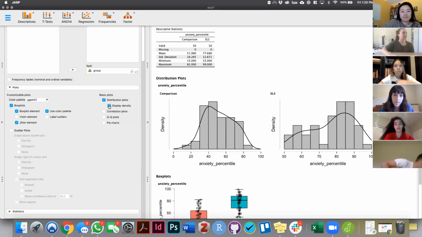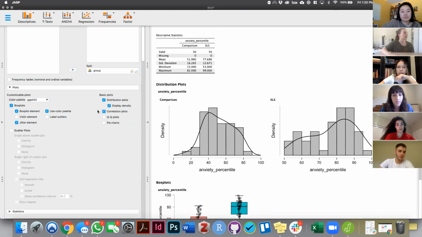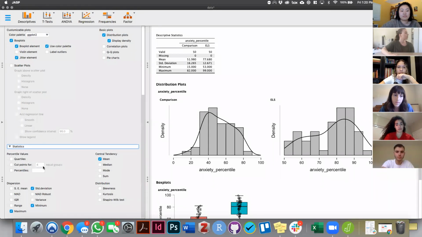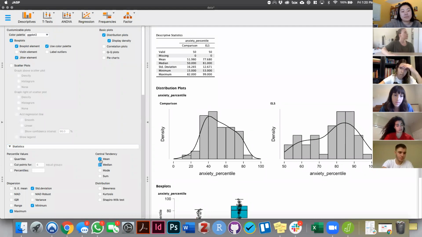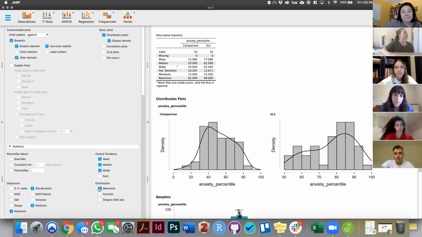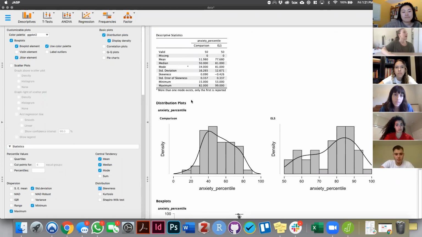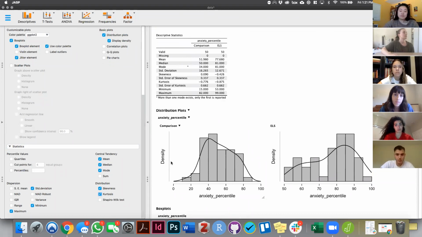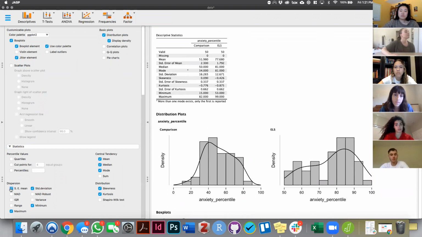Yeah, you can add a density curve. Some of these probably won't really make sense for what we're looking at. But yeah, these are all just descriptive plots. You can add, oh, that's nice, you can add the median to your table, the mode, the sum. And then you can look at your distribution and see how skewed it is, and the kurtosis, which is like the pointiness of the shape of the distribution. That's pretty nice because you can just click these buttons and it calculates all this stuff for you.